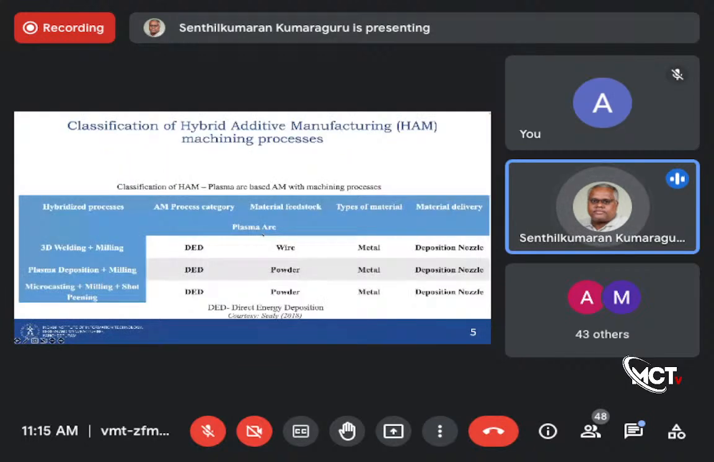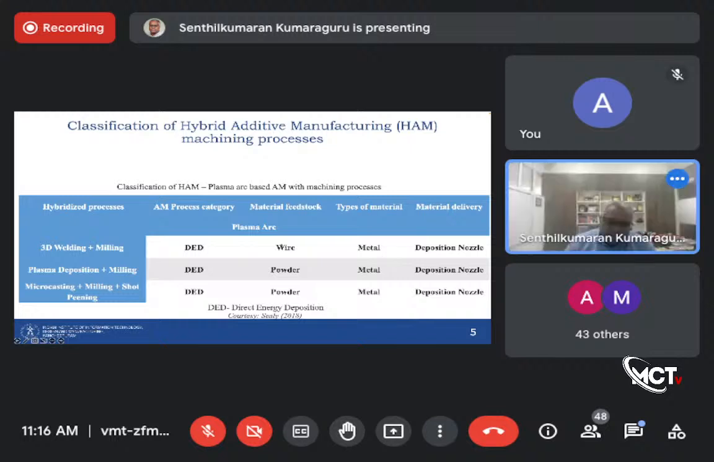Okay, so the way they achieve this hybridization may depend upon what kind of process they are hybridizing. They can take a welding torch, like a normal welding torch, with cold metal transfer technology and a milling machine together, so it becomes the metal deposition model. You can actually have a welding torch, and metal wires can be passed on.